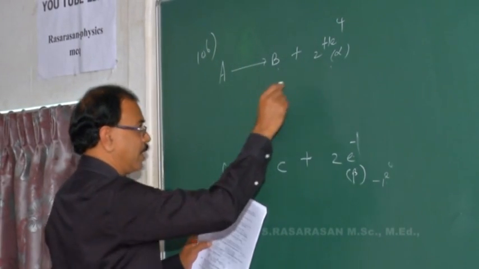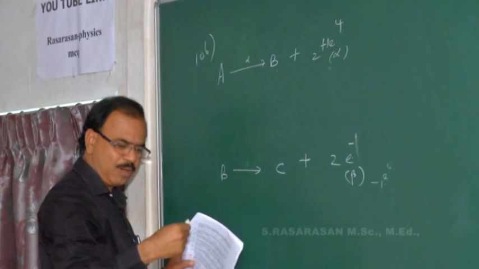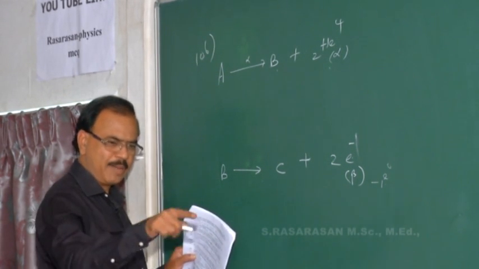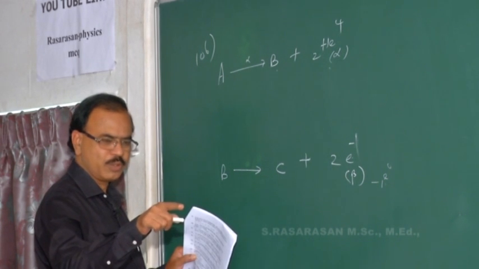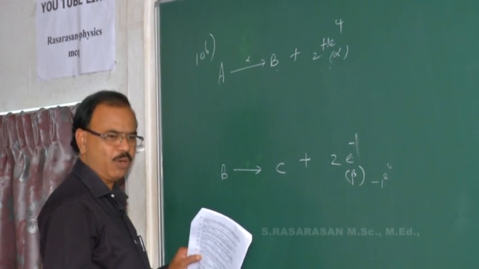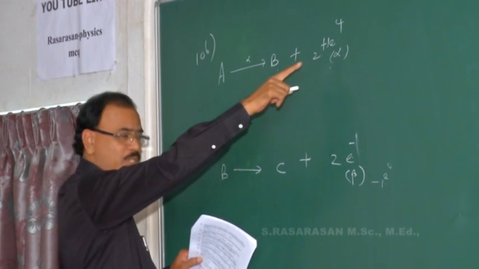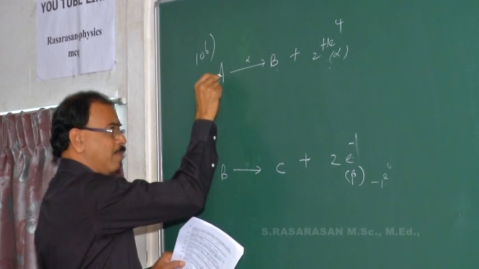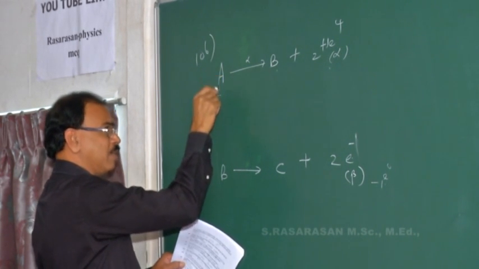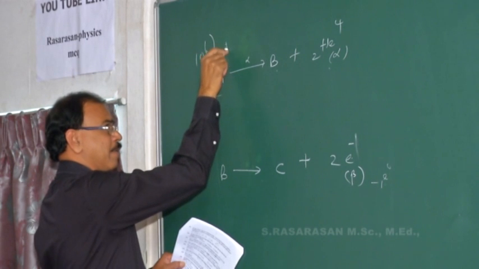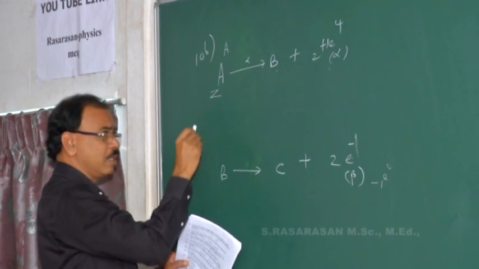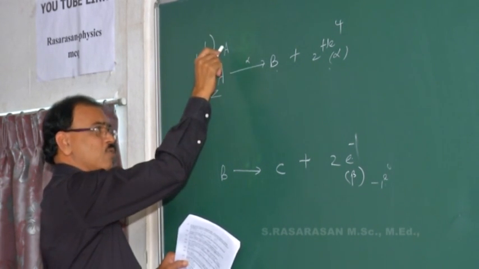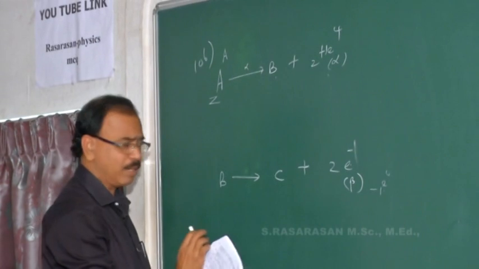What is alpha decay? When a radioactive nucleus disintegrates by emitting an alpha particle, its atomic number decreases by 2 and mass number decreases by 4. That's why 2He4 is emitted. So for nucleus A, the atomic number is Z and the mass number is A, where the superscript A is the mass number.